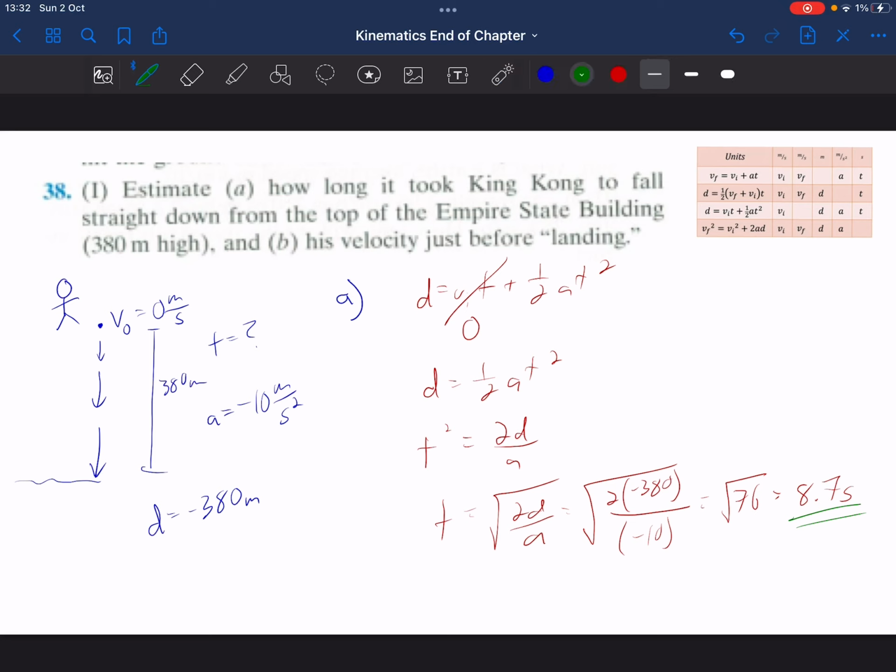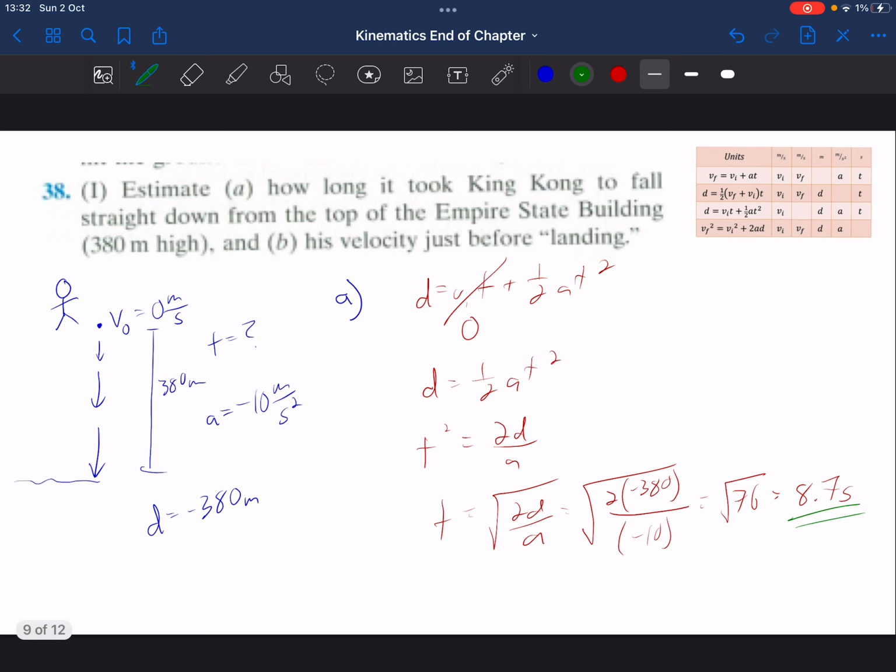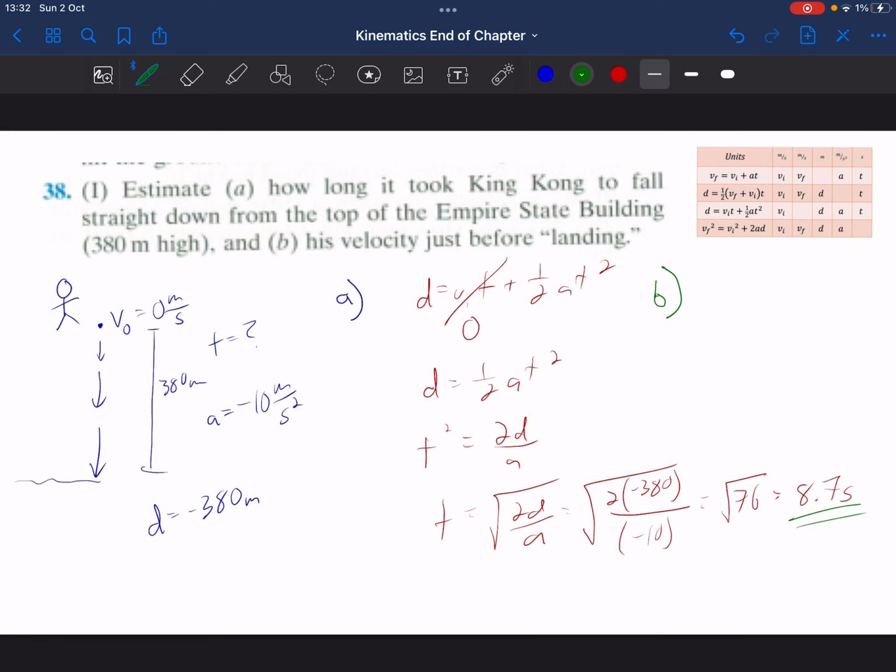Quite scary. Okay, his velocity just before landing. So now for part B, we want to know this final velocity. And the final velocity, again, a common thing to mistake is some people are going to say, oh, when he hits the ground, he's going 0. Once he hits the ground, he is not in free fall anymore. So we are actually looking for what's called the impact velocity, which is the speed just before he hits the ground.